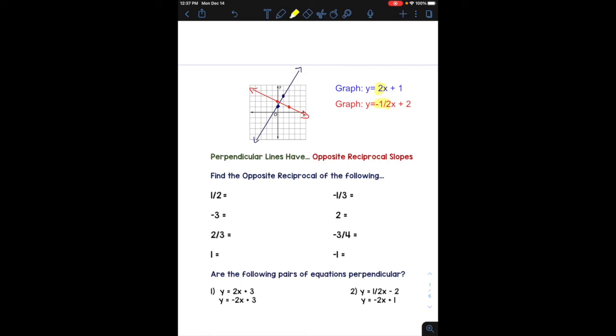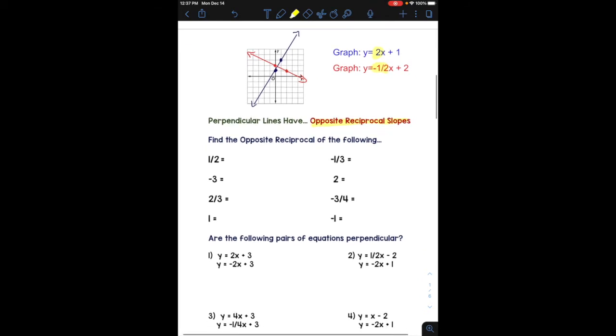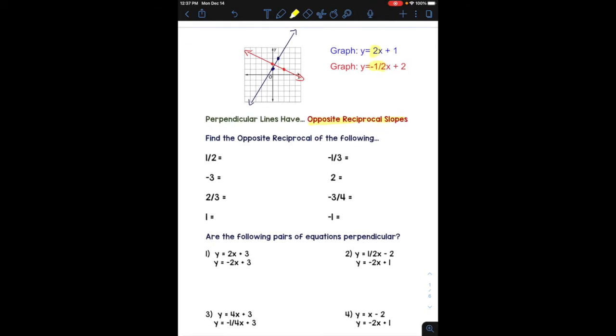Perpendicular lines have what's called opposite reciprocal slopes. Opposite refers to the sign. If one slope is positive, the other will be negative. And reciprocal was that fancy word that means to flip the fraction upside down. So before we begin, let's practice identifying opposite reciprocal slopes. Let's find the opposite reciprocal of the following values.